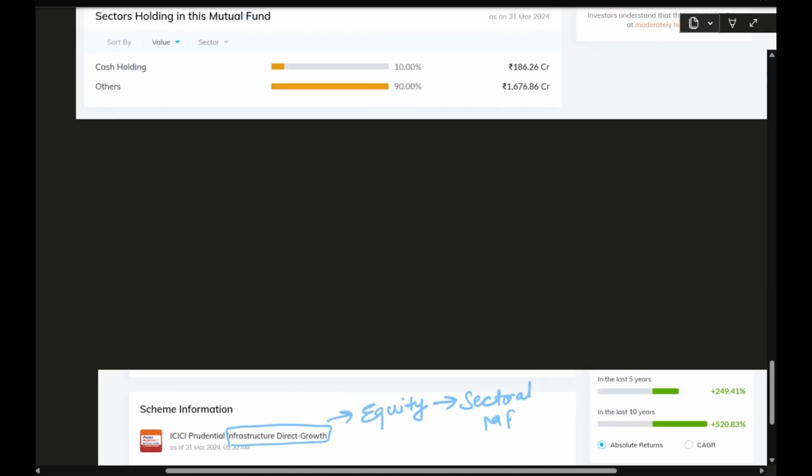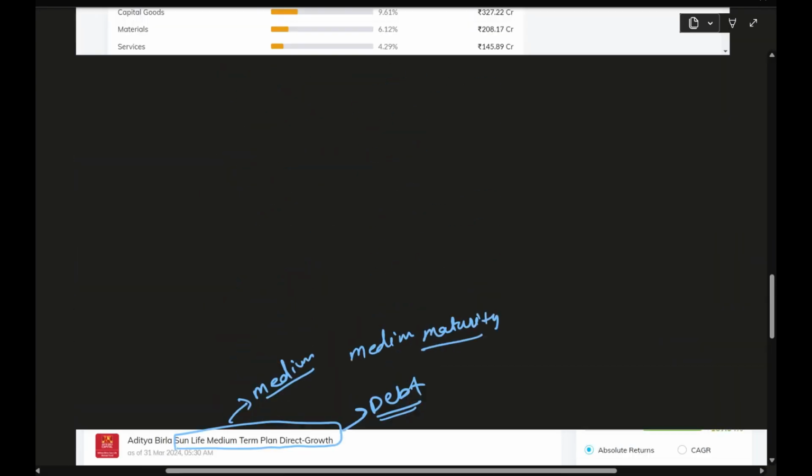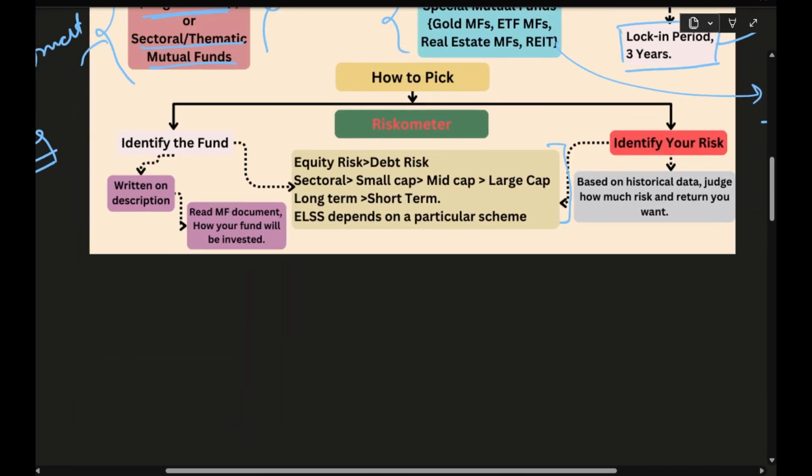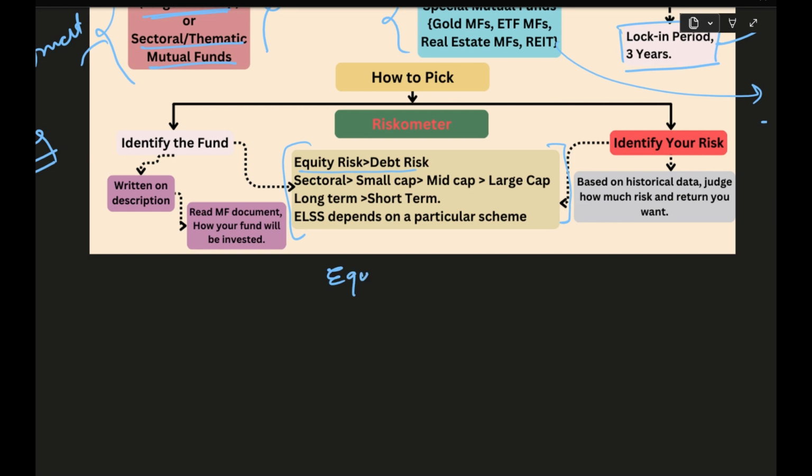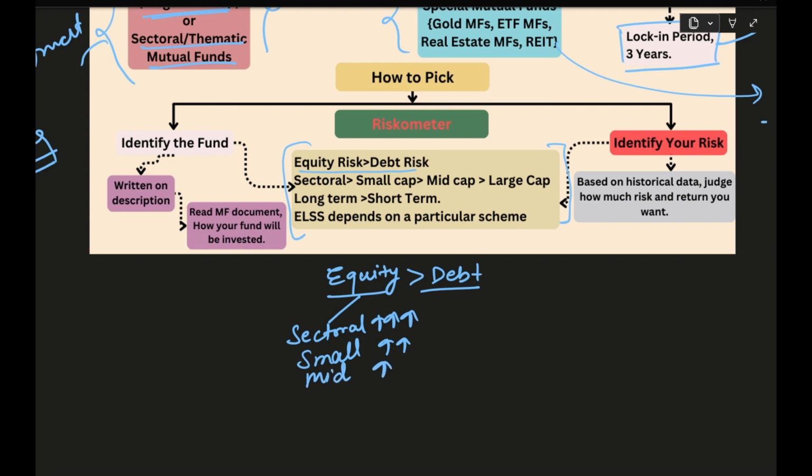Now let's understand how to judge the riskiness of a mutual fund. Based on this diagram, as you can see, I have drawn this riskometer. Always remember that equity has a greater risk than debt, because you are investing directly in the company, you are not giving a loan to the company. And in equity, sectoral has the highest risk. Then small cap has a little less risk, mid cap has even less risk, and the large cap will have the least risk. If we go into debt, long term will have more risk, short term will have low risk.